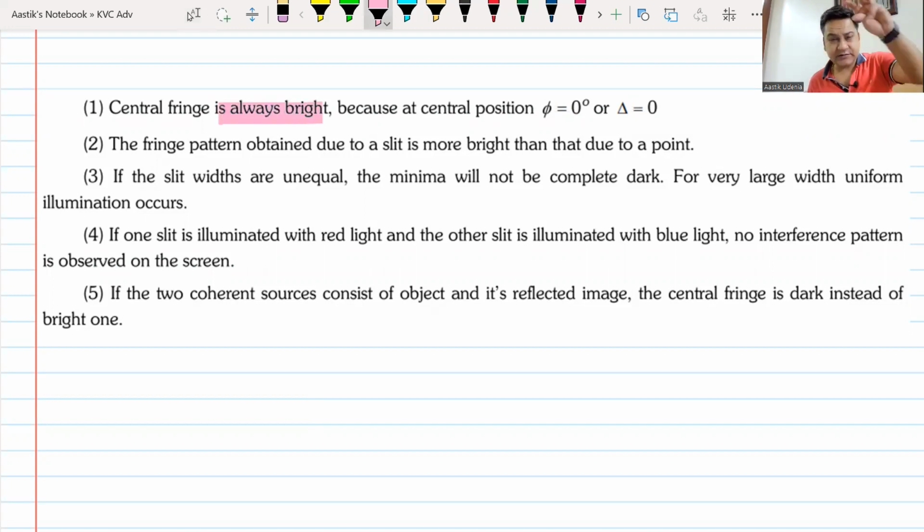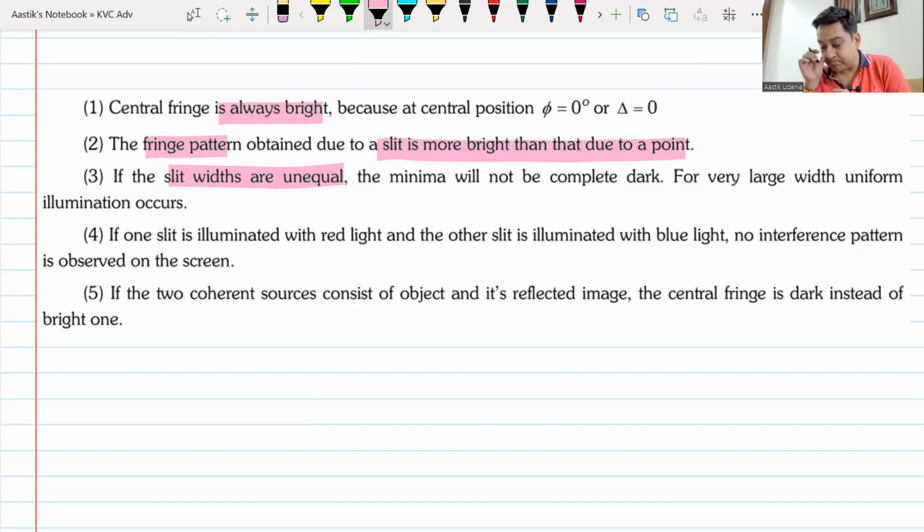The central fringe is always bright. We have these slits. The fringe pattern obtained due to a slit is brighter than due to a point. If you create points, the fringe pattern will be a lot darker. But if you create slits, because intensity depends on the slit width, the fringes would be brighter. If the slit widths are unequal, then the intensities would be unequal. If the intensities are unequal, then the dark fringes will not be completely dark and the bright fringes will not be very bright. Do we remember this?